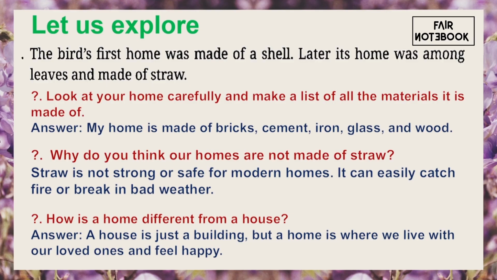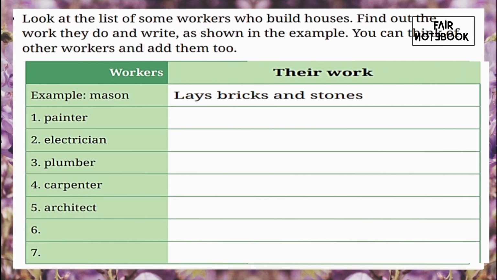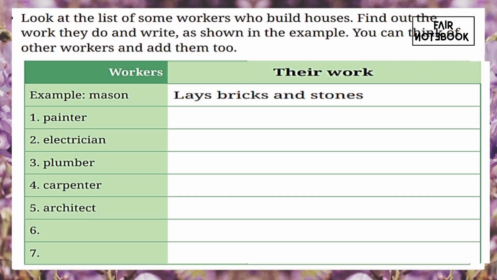Question: why do you think our homes are not made of straw? Answer: straw is not strong or safe for modern homes. It can easily catch fire or break in bad weather. Question: how is a home different from a house? Answer: a house is just a building, but a home is where we live with our loved ones and feel happy.